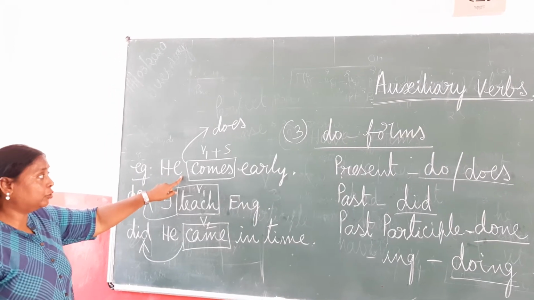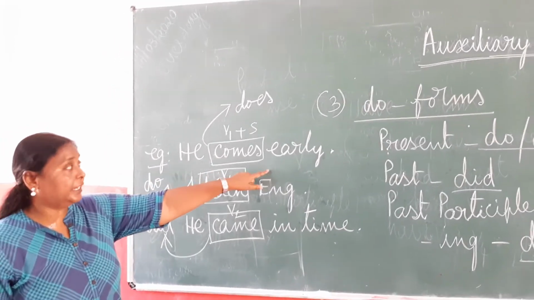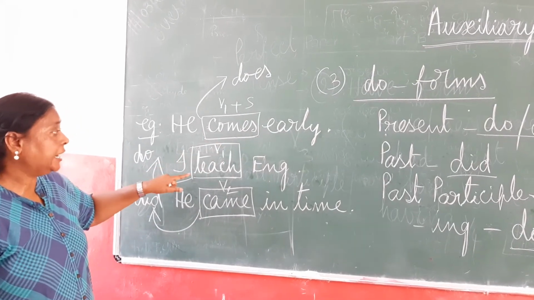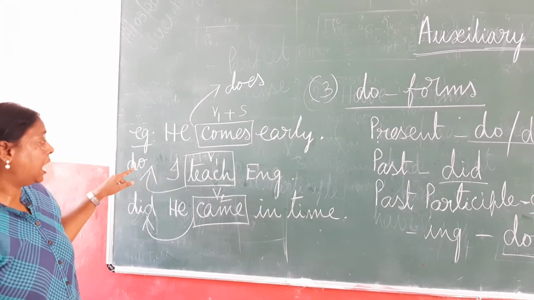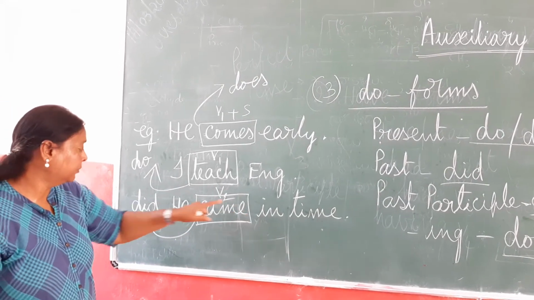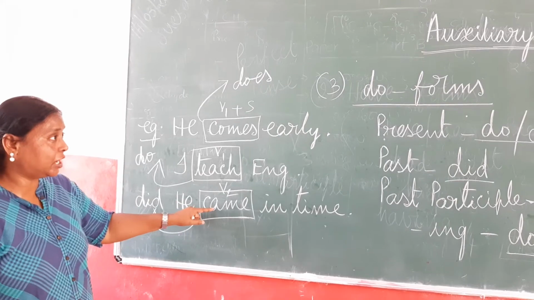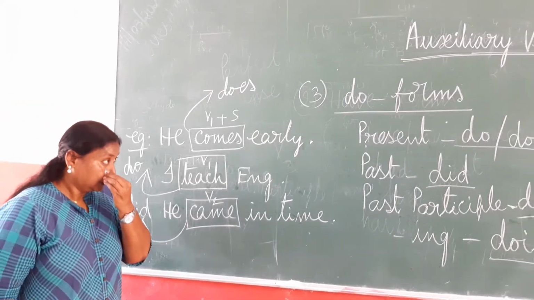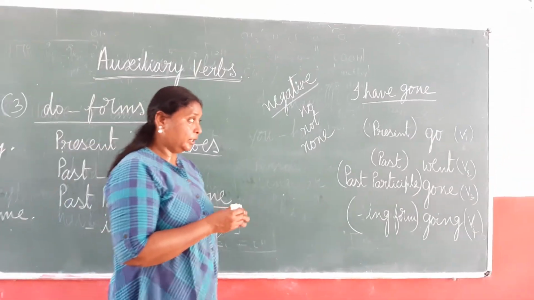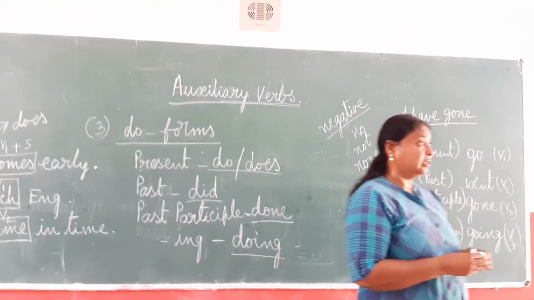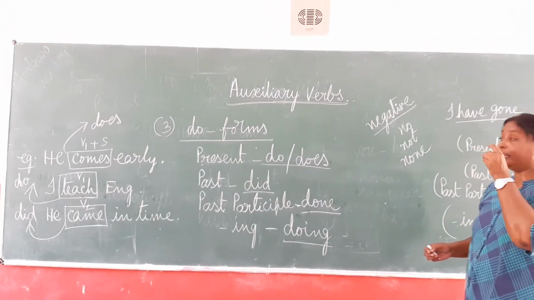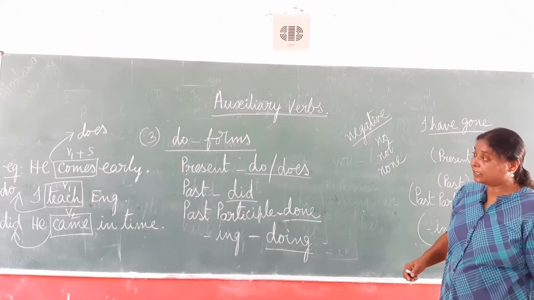So, the negative form of he comes early is he does not come early. I teach English is I don't teach English. And he came in time is he did not come in time. I repeat, the main purpose of do forms is to change a sentence into negative, especially when the sentences are in simple present and simple past.